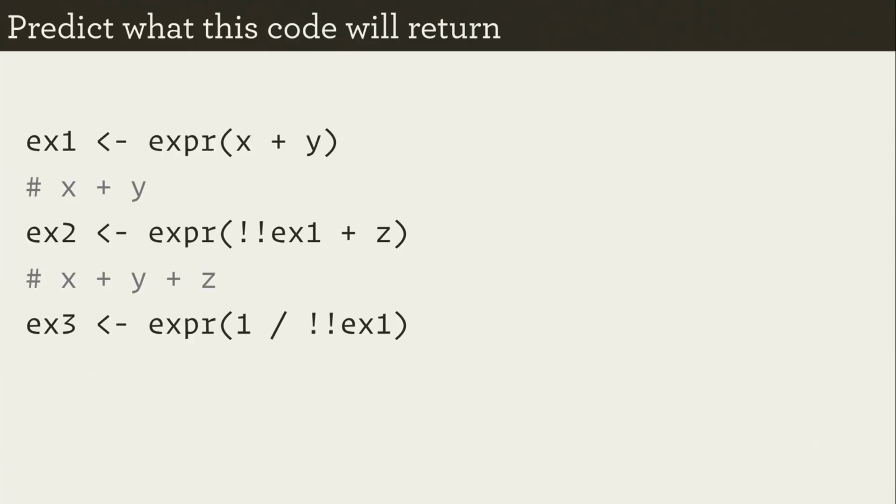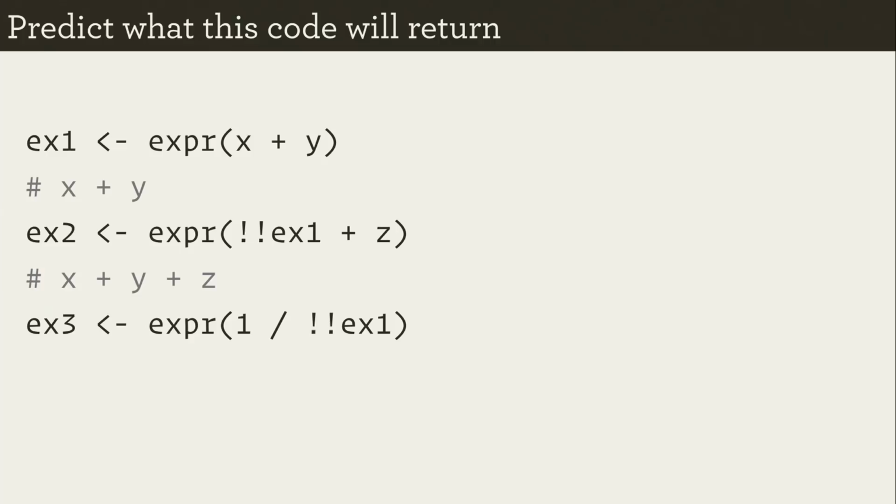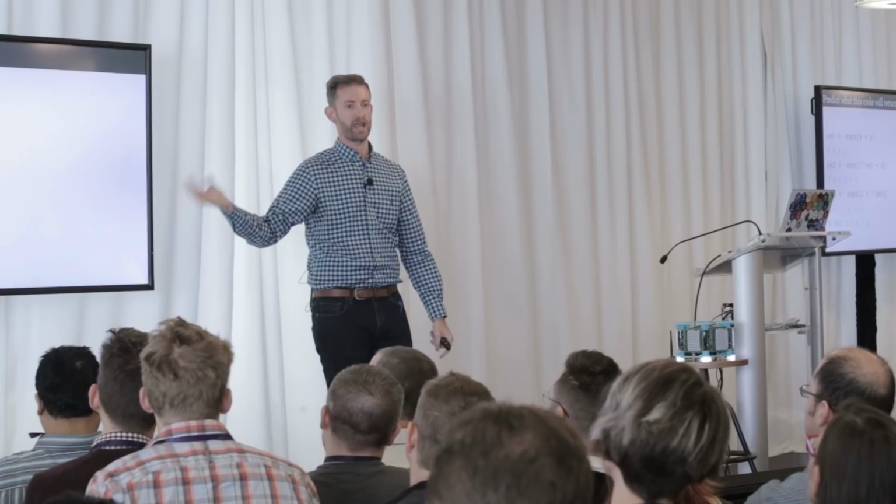What about the last one? This is a little challenging, right? Because it could return 1 over x plus y, or 1 over (x plus y). That's hard to say, it's easier to show. But it does actually return the second one. Because we're dealing with these trees, those parentheses get inserted automatically and correctly. This is one of the reasons why I think thinking about trees when you're creating code in this way is much better than thinking about strings and pasting strings together like an animal, because it preserves this important tree-like structure of the code.